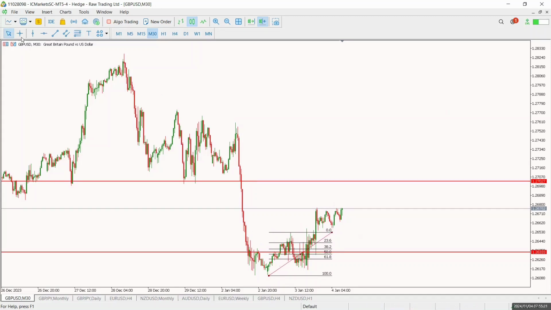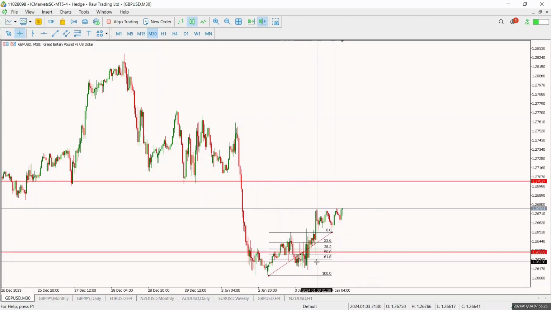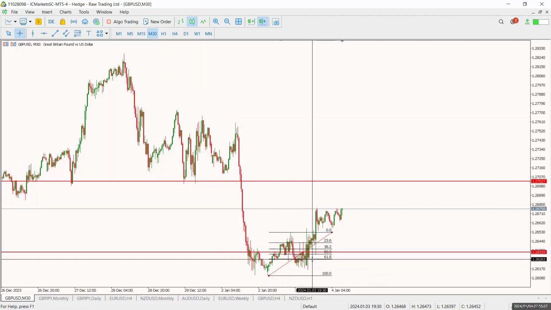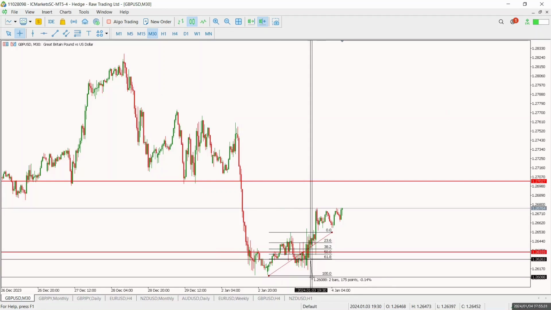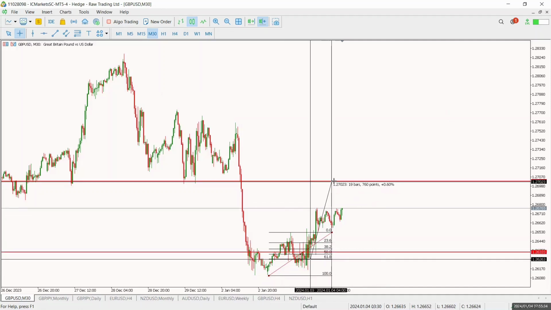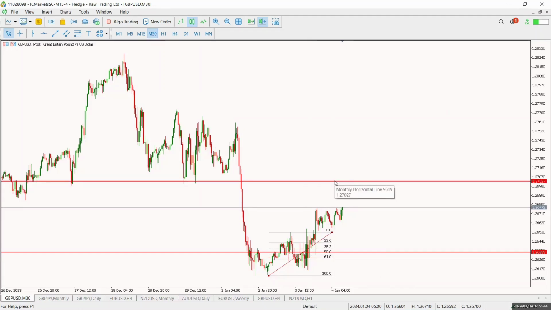For me, I placed my buy at 61.8. I waited after the break of structure for price to come back to 61.8, and at 61.8 I picked my buy entry here. I put my stop loss at the low, about 17 pips, and I'm buying to this level here, about 77 pips. If we divide the 77 pips by the 17 pip stop loss, this should give us about a 1:5 risk reward.